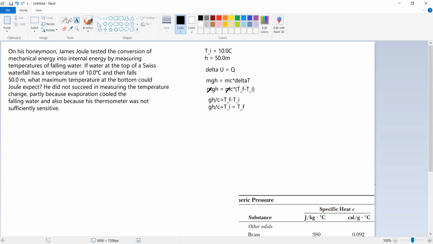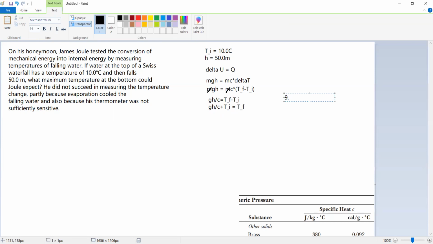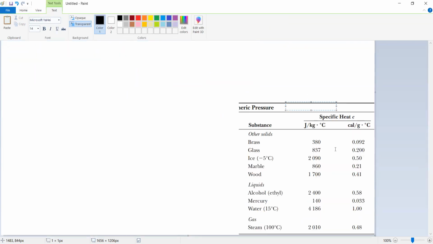We're given everything except for g, which is, of course, 9.8 meters per second squared. We all learned this, we all know this, we all love this. And the specific heat of water, we can see in this table right here, water at 15 Celsius, but this doesn't really matter. We're just going to assume that this is the correct value: 4,186 joules per kilogram times degrees Celsius. 4186, and the units don't matter.